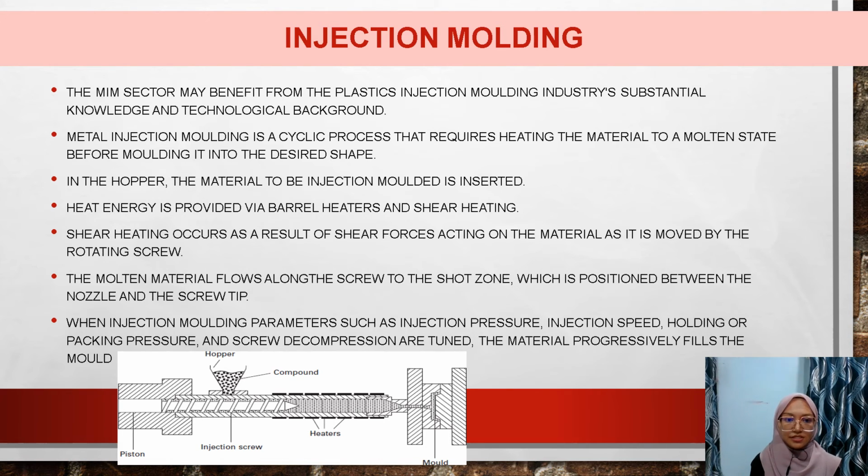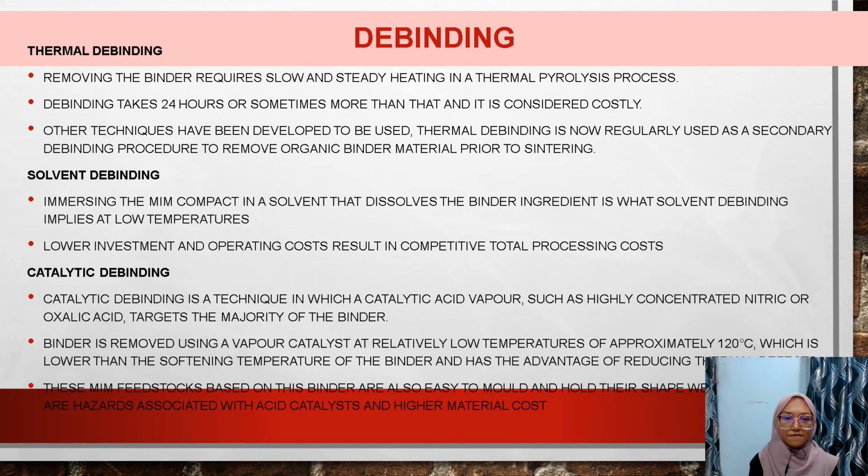Heat energy is provided via barrel heater and shear heating. Shear heating occurs as a result of shear forces acting on the material as it is moved by the rotating screw. The molten material flows along the screw to the chute zone, which is positioned between the nozzle and screw tip. When injection molding parameters such as injection pressure, injection speed, holding or backing pressure, and screw decompression are tuned, the material progressively fills the mold.